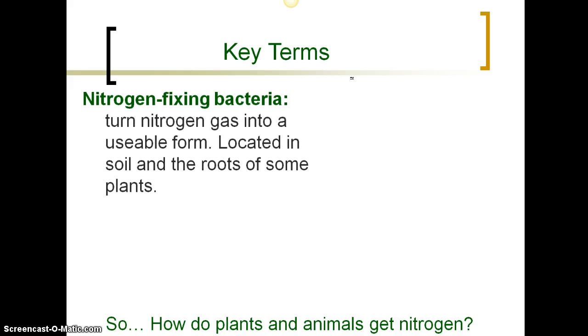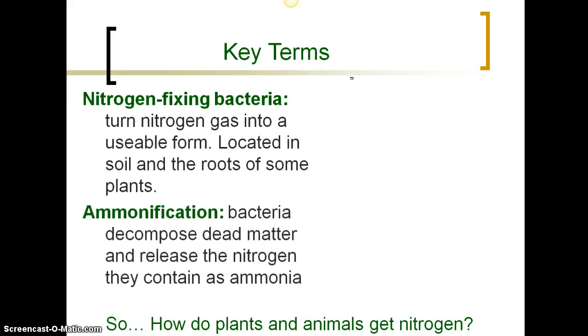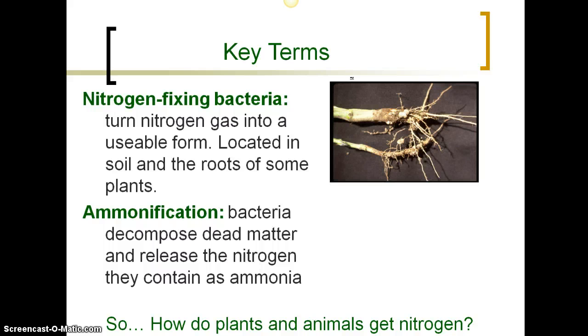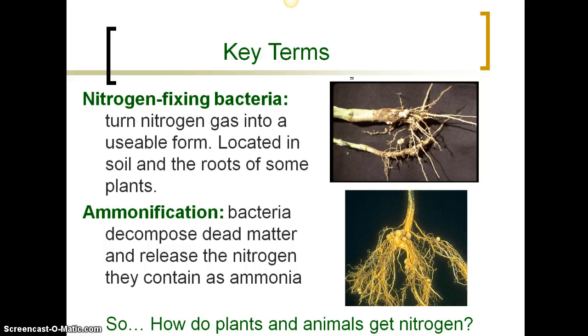So there's nitrogen fixing bacteria that turns nitrogen gas into the usable form, and this is in soil and roots of some plants. Ammonification is bacteria decomposing dead matter and releasing the nitrogen they contain as ammonia. So it's just two ways that the nitrogen cycle kind of works.